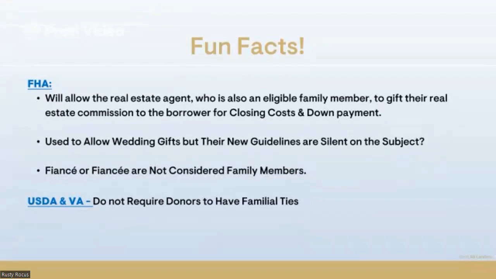Another thing with FHA, they actually allow the real estate agent to gift their commission to an eligible family member in order to help with down payment or closing costs. The wedding gifts on here have slightly different guidelines, and a fiance or fiancee is not considered a family member, but there are different ways to get around that for FHA. As we spoke about earlier, some programs do not have guidelines here, so they don't require donors to have familial ties or really any ties. Anyone could be a gift donor as long as they meet the document requirements needed for the underwriter.